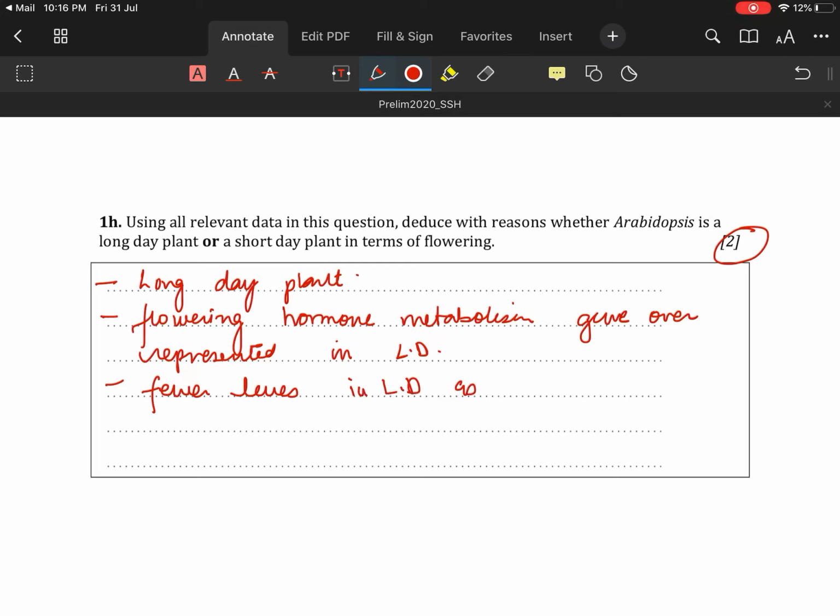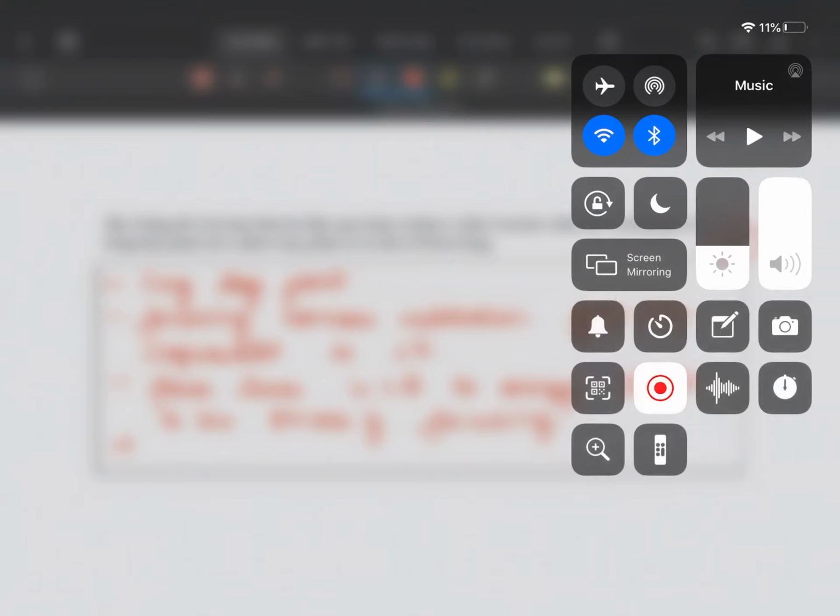in long day as the energy shifted to the process of flowering. Okay, or you can say that more leaves in short day as they don't need energy for flowering. So vice versa, you can use any valid reason for your data, and that's all.